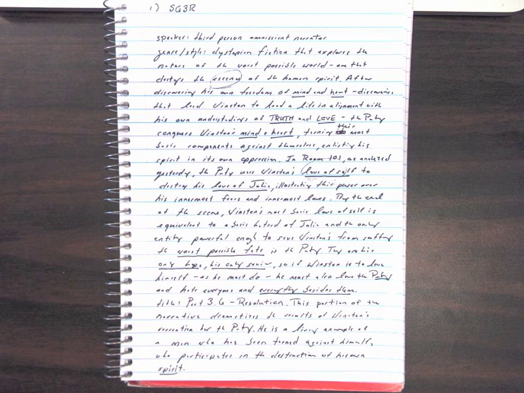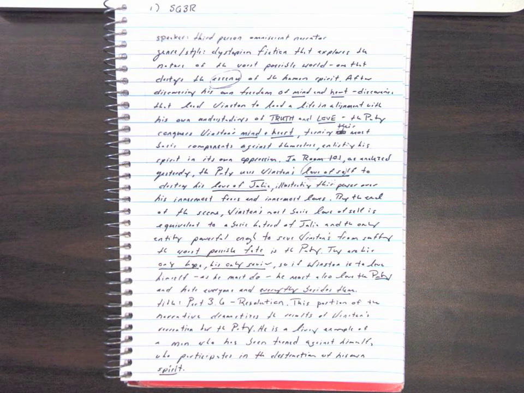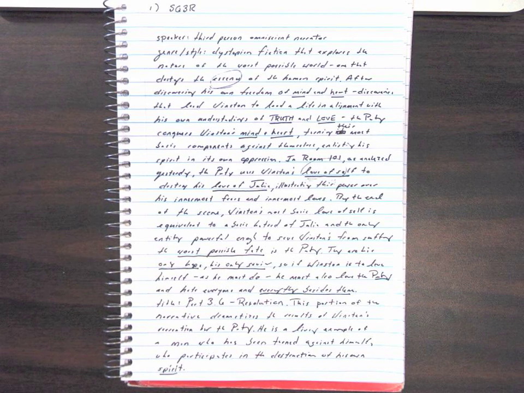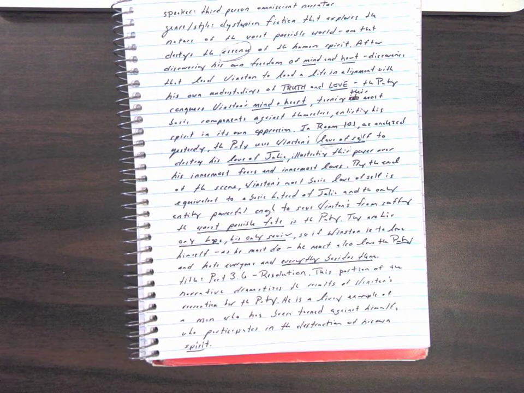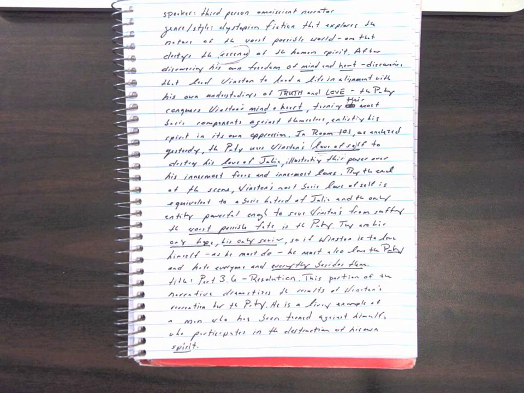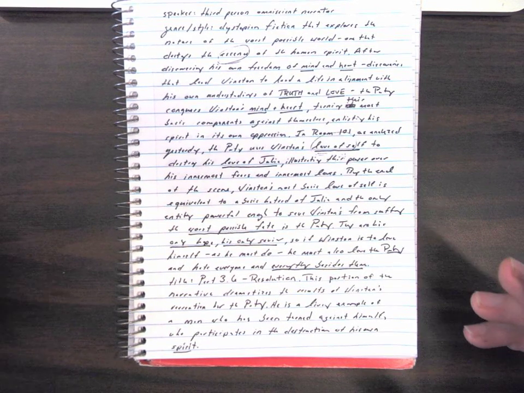And the only entity, as we talked about yesterday, powerful enough to save Winston from suffering the worst possible fate, the only entity that can stop Winston from suffering the worst thing that he can imagine is, ironically, the same entity that would give him that. It's the party, and so there is only hope, only one Savior. So if Winston is to love himself, as he must do, he must also love the party and hate everyone and everything besides them, because that's what it means to love the party.